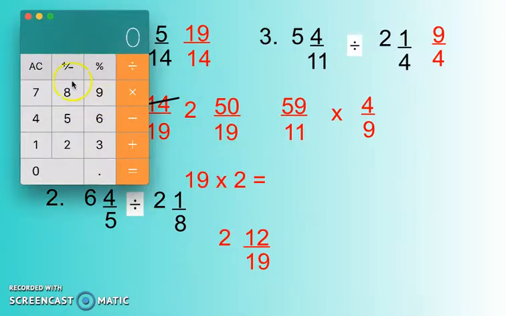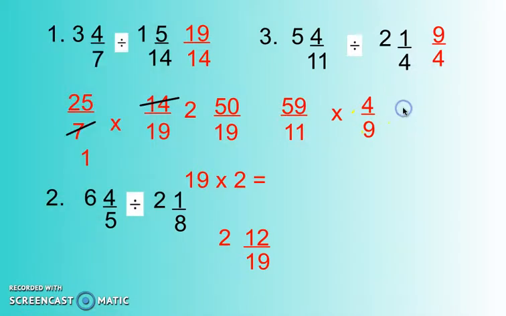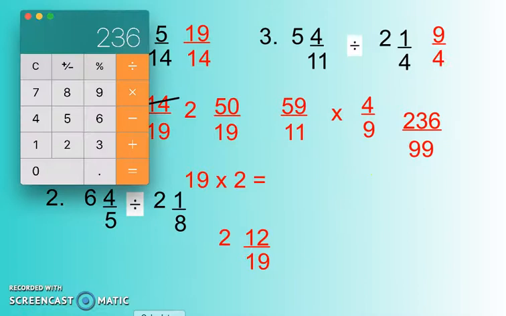59 times 4 is 236. And then 9 times 11, 99. And how many times would 99 go into 236? Well, if you round this to 100, how many times would 100 go into 200? Twice. I don't think we're going to get 3 times out of here. We can try it with a calculator though. Yeah, 297 is too big. So it's going to go in there twice.